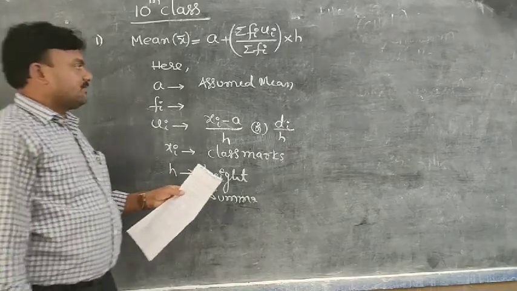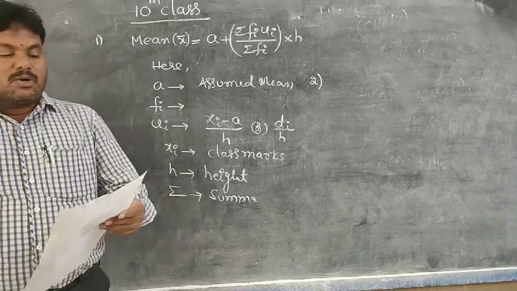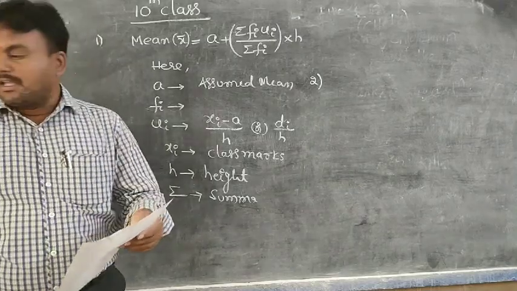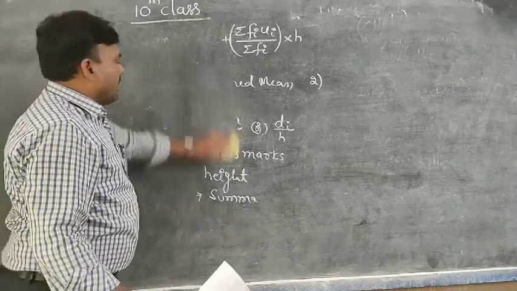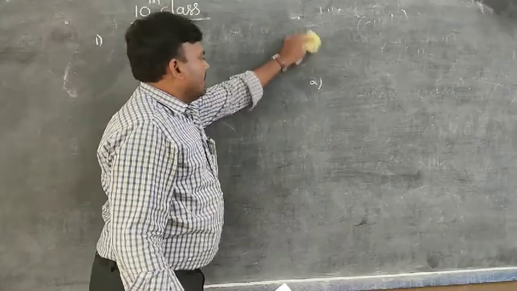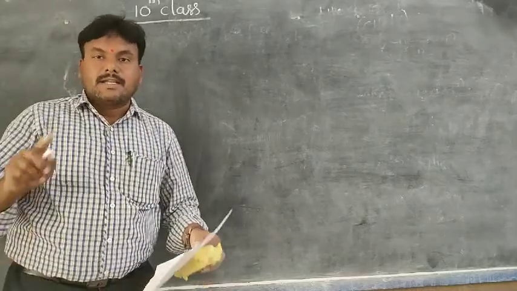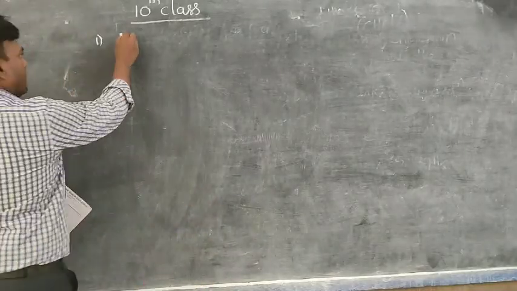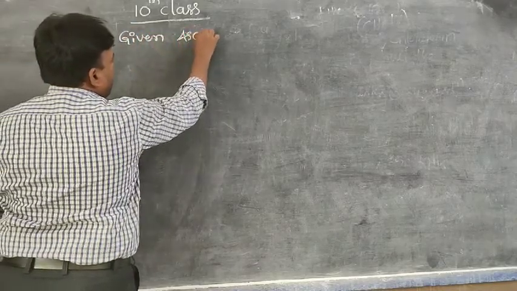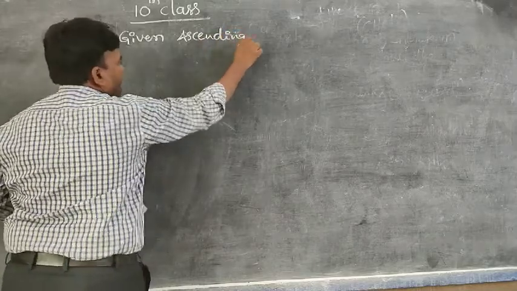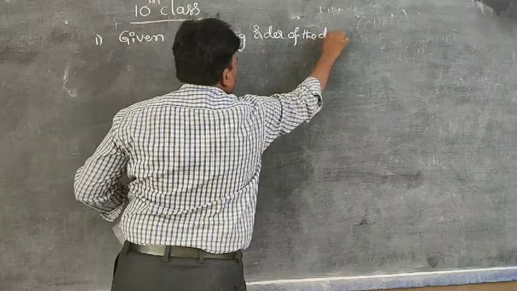Next, the second one. Find the median and mode of the following observations. To find a median and mode, it is compulsory that the given data be expressed in either ascending or descending order. So first of all, write the ascending order of the data.